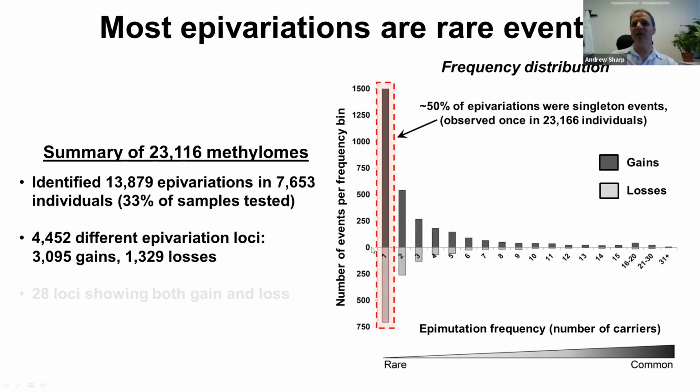Important to note, this frequency plot over here on the right is showing that the majority of epivariations we see are singleton events. That is, in all 23,000 people, we only observe one individual that carries that. And then as we get more and more common, we see less and less of those in the genome. And we saw a small number, about 28 loci, that show both gain and loss at the same location in different individuals.